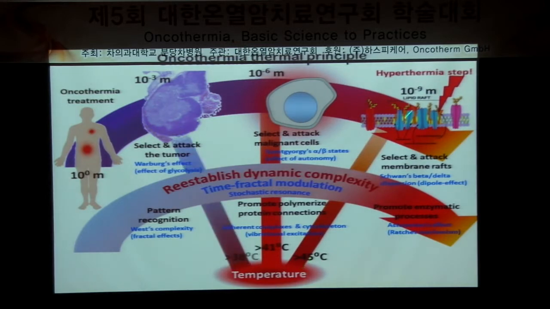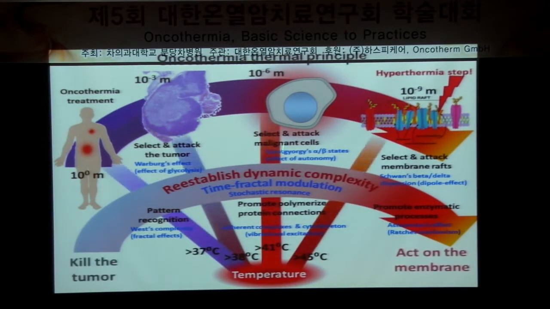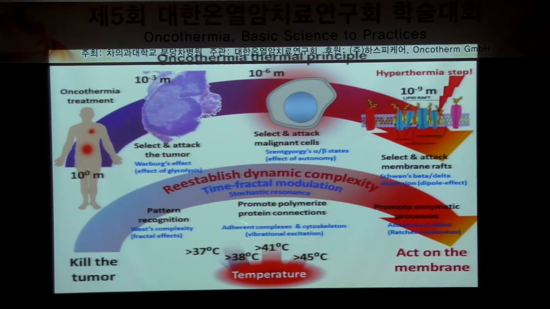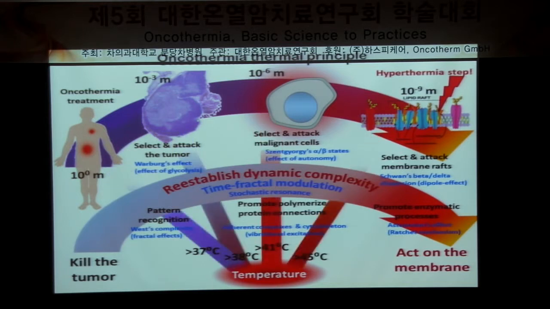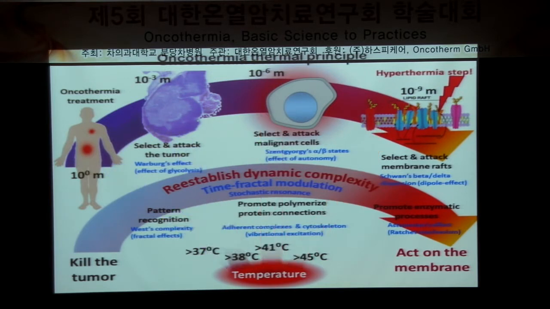The temperature here could be 45 or more. Here the temperature is only 41. Here the temperature is a little bit more than 38. And of course, in the full body the temperature is about 37. So it means that the temperature is not equal everywhere, but in the membrane of the cells it could be very high. And what is the important point? It acts on the membrane and kills the tumor cells by this membrane action.